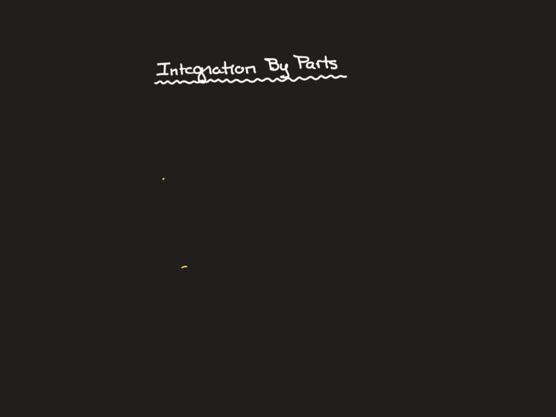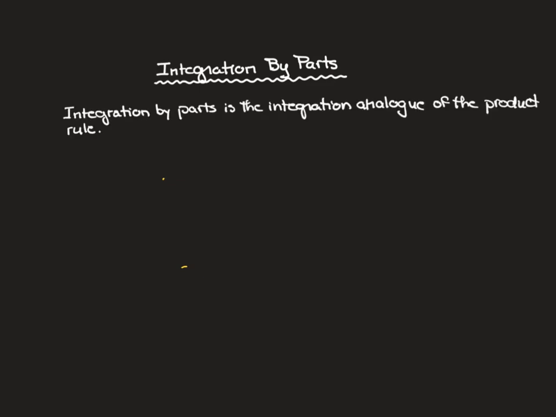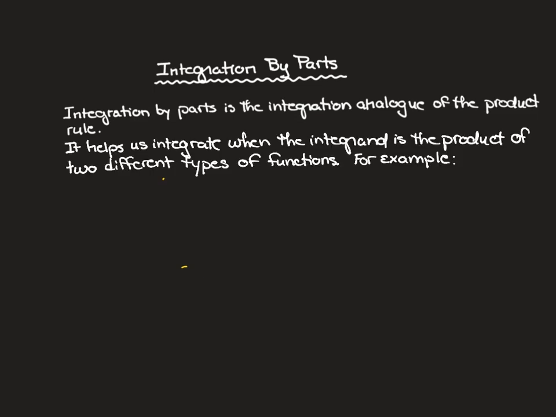In this video, we're going to talk about integration by parts. Integration by parts is the integration analog of the product rule. It helps us integrate when the integrand is a product of two different types of functions.